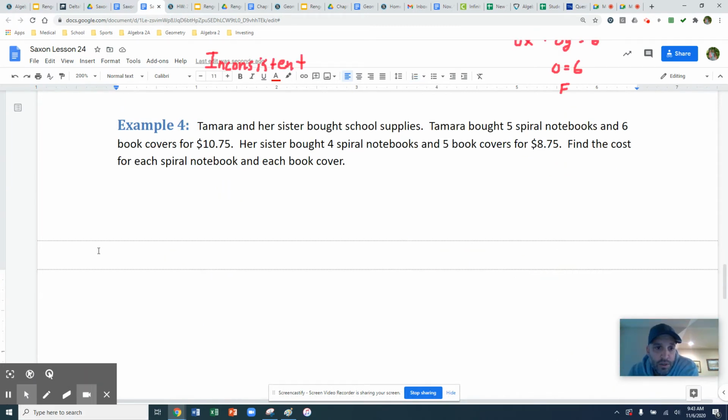To finish up lesson 24, day 2, we'll take a look at a story problem. So example 4, Tamara and her sister bought school supplies. Tamara bought 5 spiral notebooks and 6 book covers for $10.75.